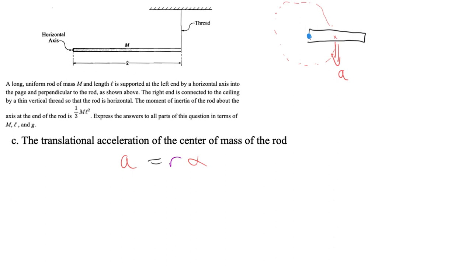For our particular thing, r is, well, once again, the circle it tracks out has a radius which is L over 2. And we just found that alpha was 3/2 g over L. So putting all that together, our acceleration must be 3/4 of g. So the object is falling, but it's not in free fall, which makes sense because, of course, it's being supported.